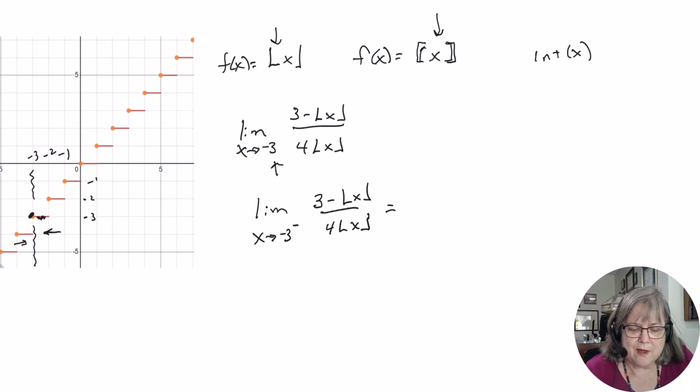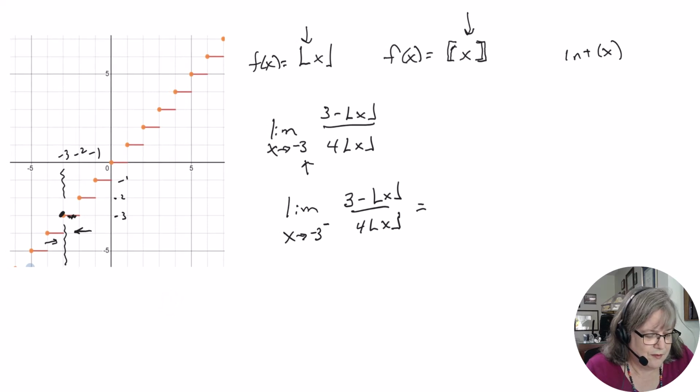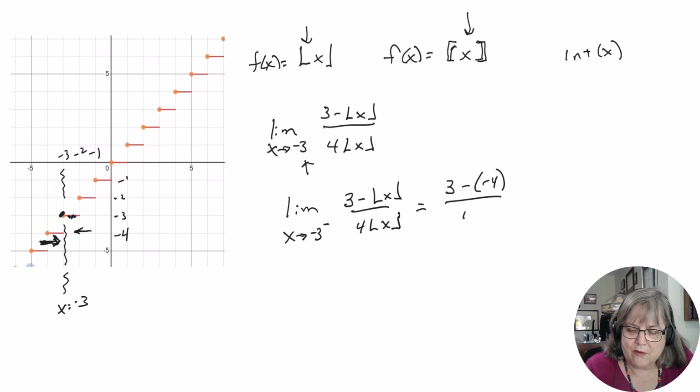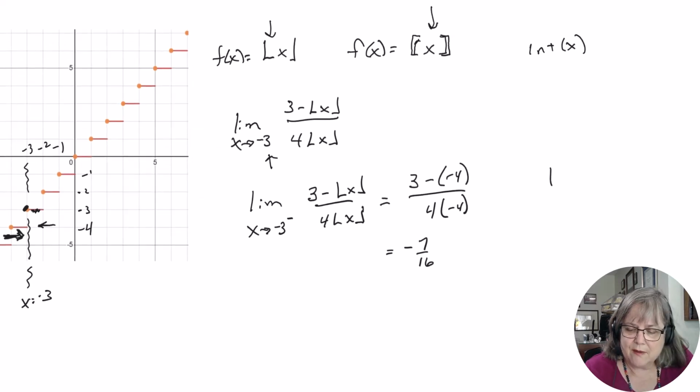So coming in from the left, coming up on this negative, x is -3, y is -4. So this would be 3 minus -4 over 4 times -4. So this is -7/16.